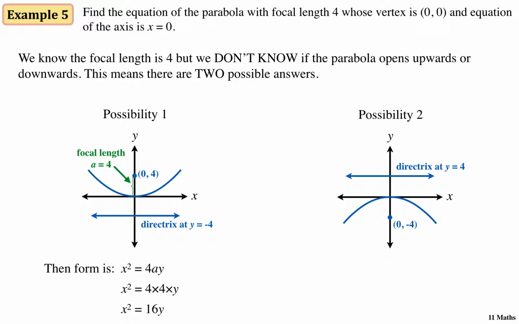However, if the parabola opened downwards, we'd have our focus underneath (0, 0), as we can see in our diagram. The focal length would still be 4, it's a length, but the form is x squared equals minus 4ay because it opens downwards, which becomes x squared equals minus 16y when we plug in our value of a.